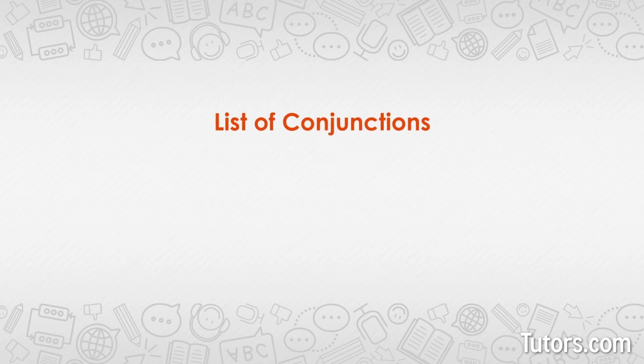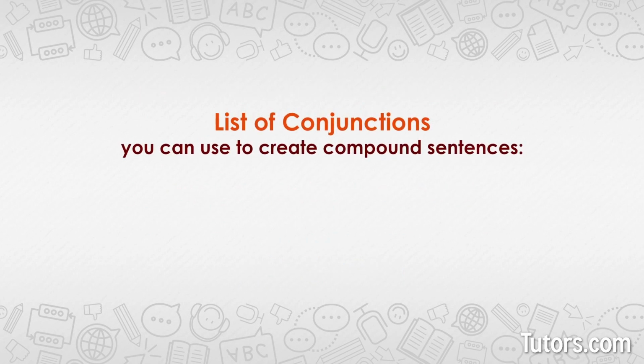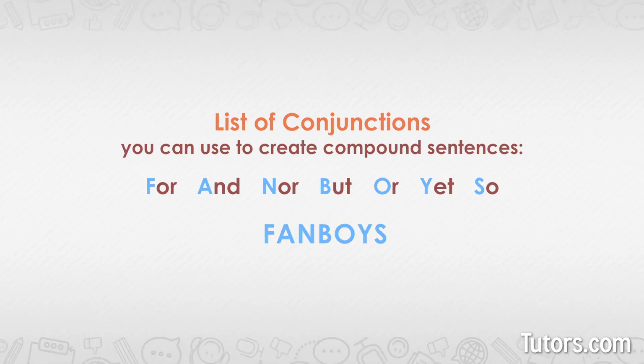Here is a list of conjunctions you can use to create compound sentences. For, and, nor, but, or, yet, so. An easy mnemonic to remember these conjunctions is FANBOYS.